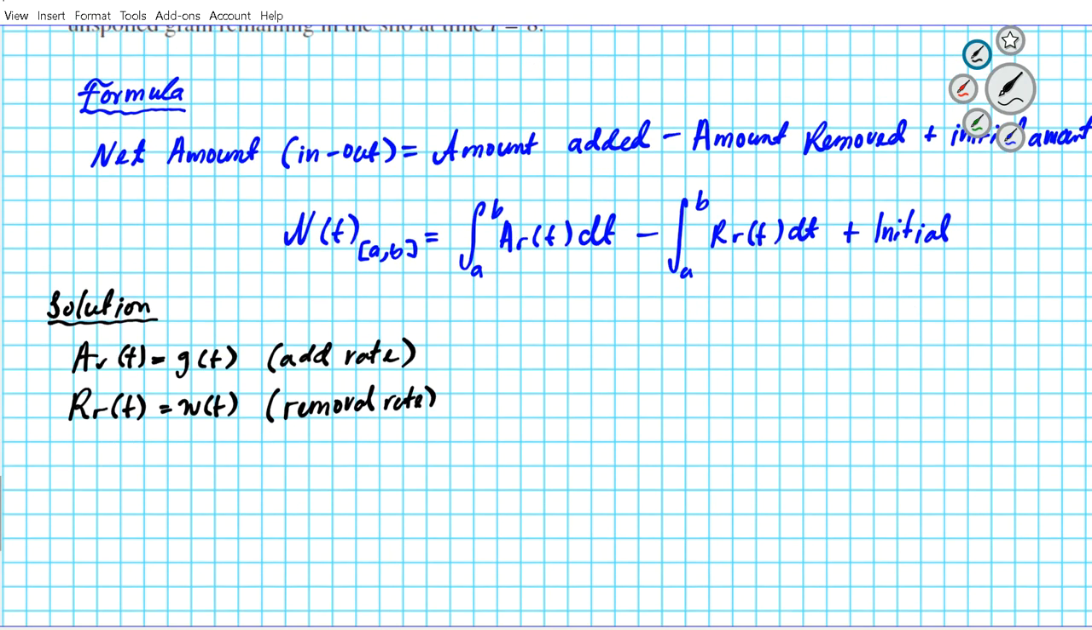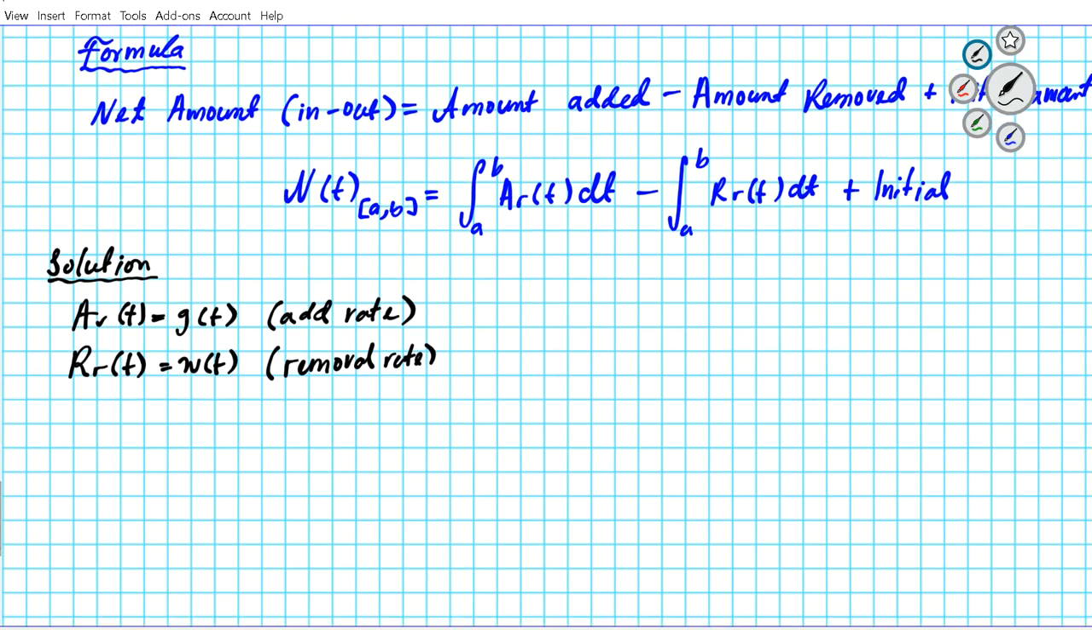Okay, so let's put it all together. The net amount of grain remaining from 0 to 8 is going to be the integral from 0 to 8 of the add rate, the amount added, so the add rate is g of t, minus the integral from 0 to 8 of the amount removed, or the amount of grain that got rotten, w of t.